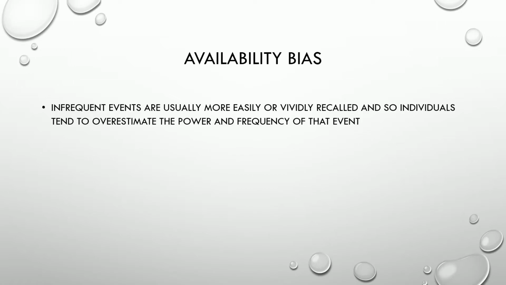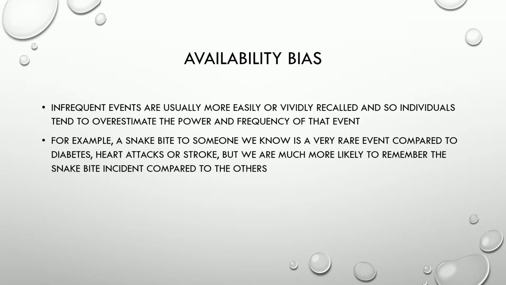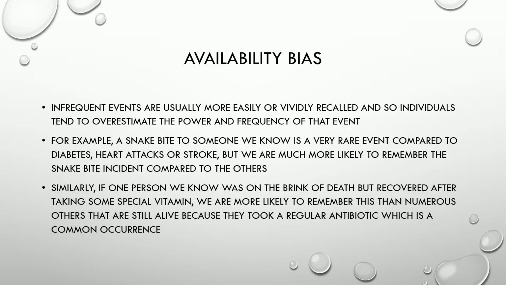Availability bias. Infrequent events are usually more easily or vividly recalled, and so individuals tend to overestimate the power and frequency of that event. For example, a snake bite to someone we know is a very rare event compared to diabetes, heart attacks, or stroke, but we are much more likely to remember the snake bite incident compared to the others. Similarly, if one person we know was on the brink of death but recovered after taking some special vitamin, we are more likely to remember this than numerous others that are still alive because they took a regular antibiotic, which is a common occurrence.